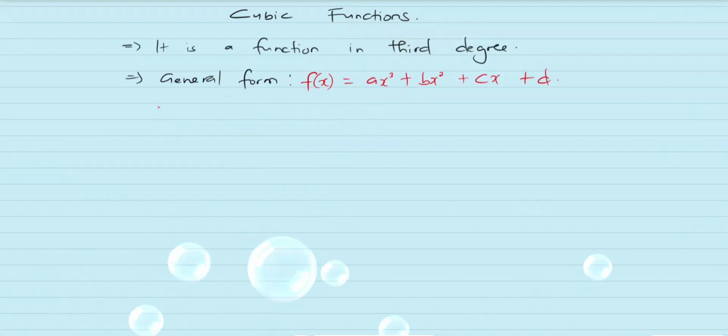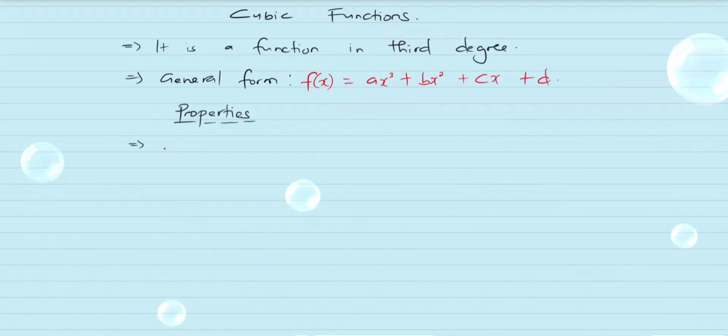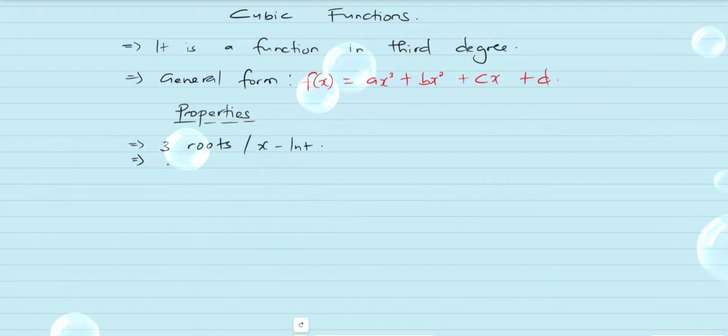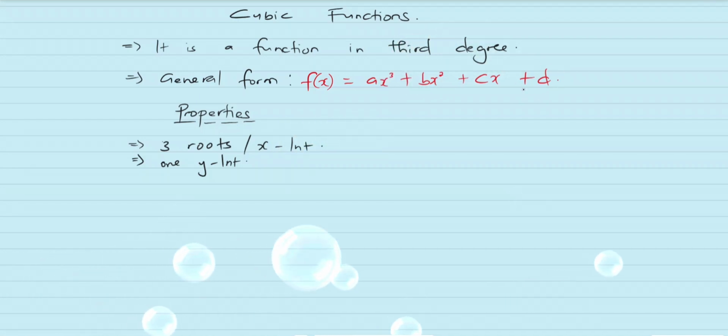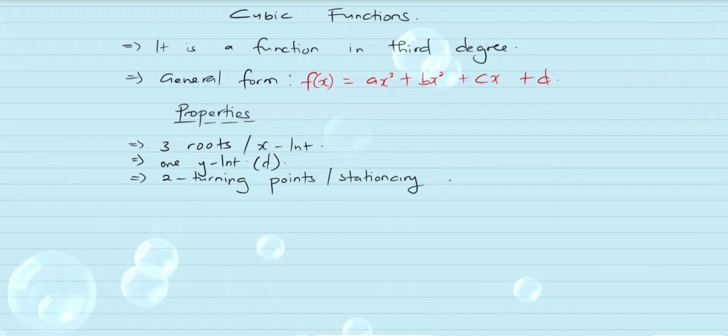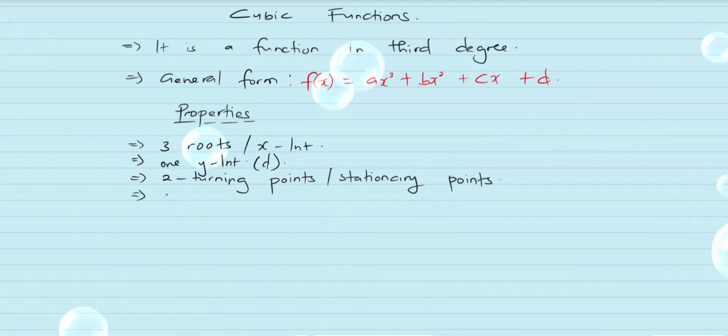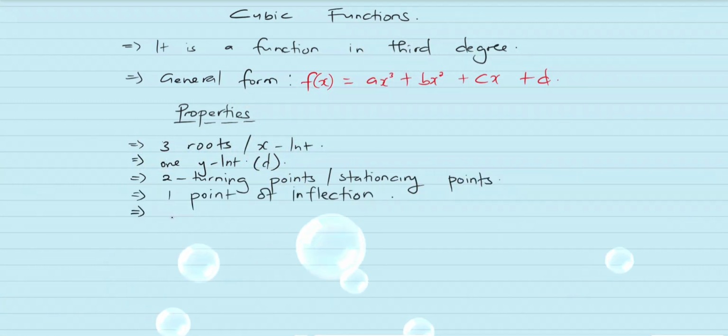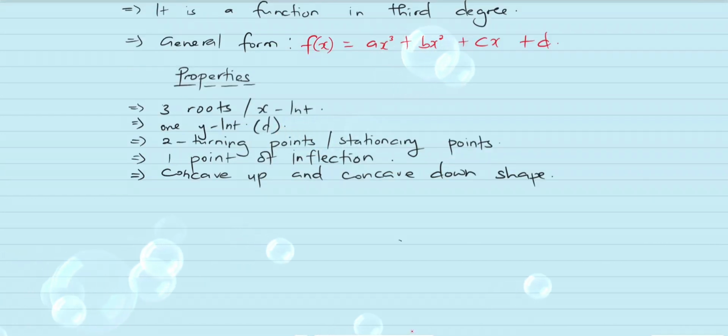The properties of a cubic function: it has three roots or x-intercepts, it has one y-intercept, which is the constant value d, two turning points or stationary points, and one point of inflection. Its shape is a combination of concave up and concave down shapes. Let's see how it looks.